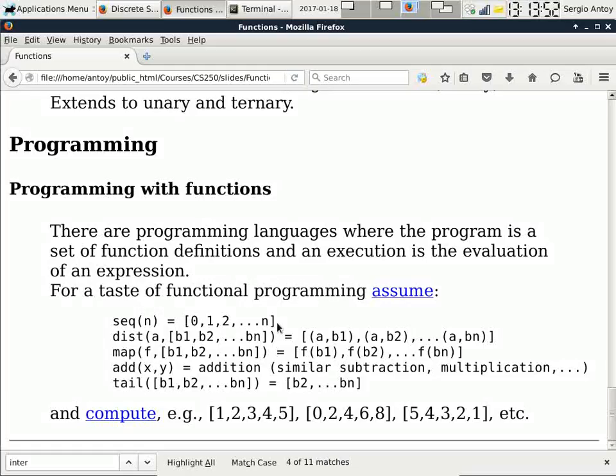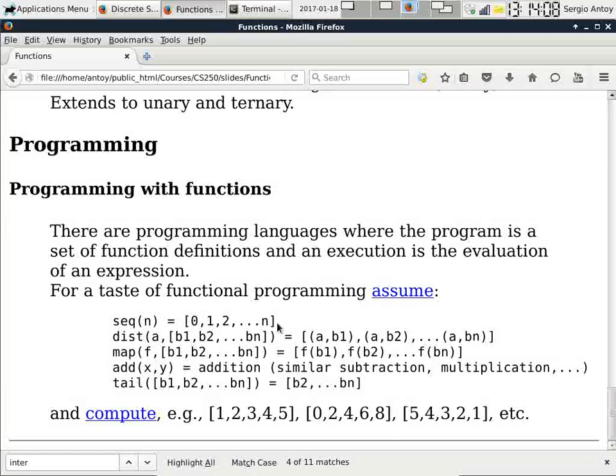You with me? So in particular, sec of 0 is the list 0. Sec of 1 is the list 0, 1. Sec of 2 is the list 0, 1, 2, and so on. You with me?